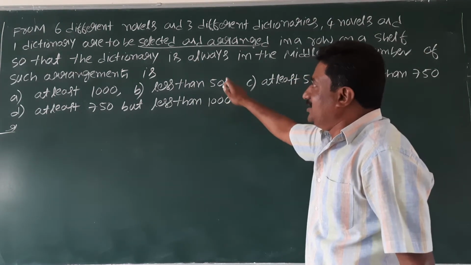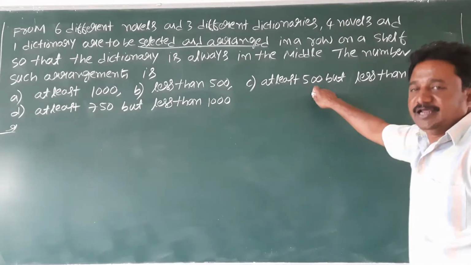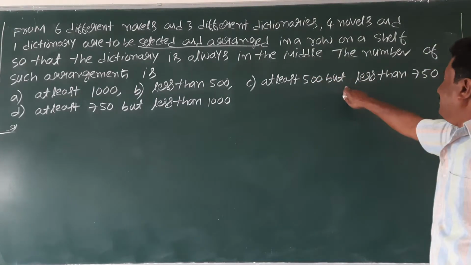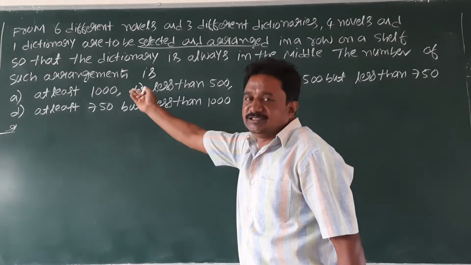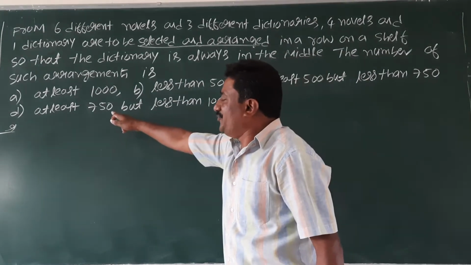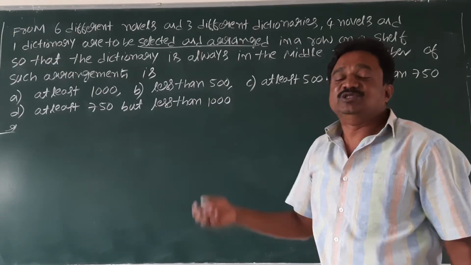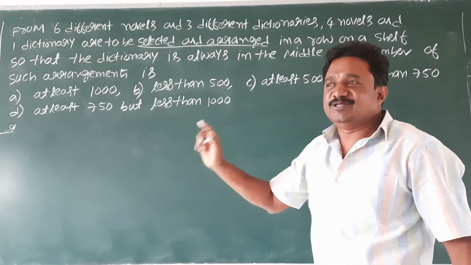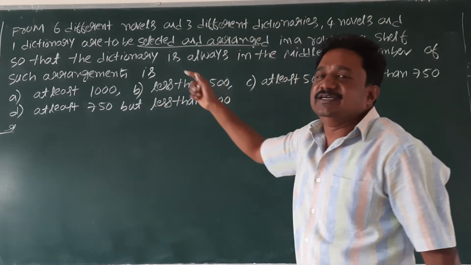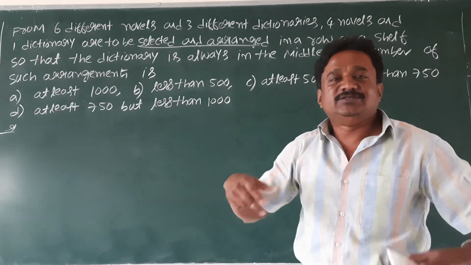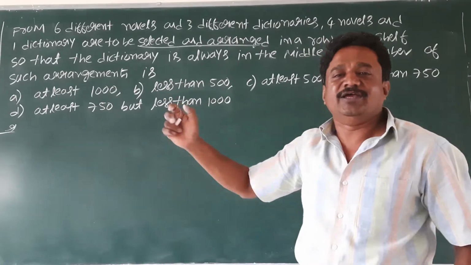Less than 500, at least 500, minimum 500, can be more than 500 also, but less than 750. At least 750, minimum 750, can be more than 750 also, but less than 1000. This is a rough question, students. This is not exact. When you see the answers, it is a rough question, so it is enough if it is solved roughly. If you solve this roughly, surely you will get the answer.